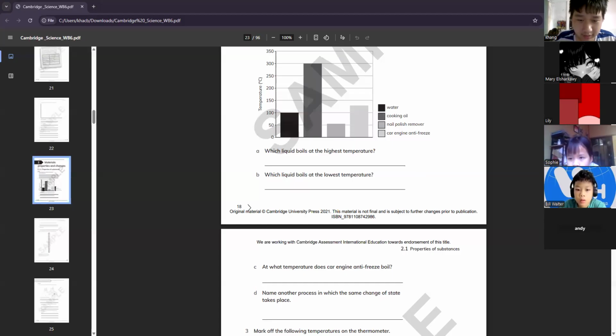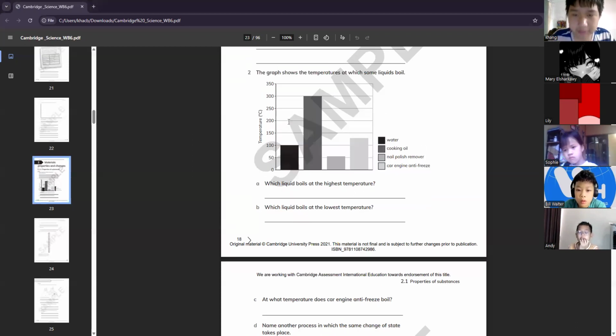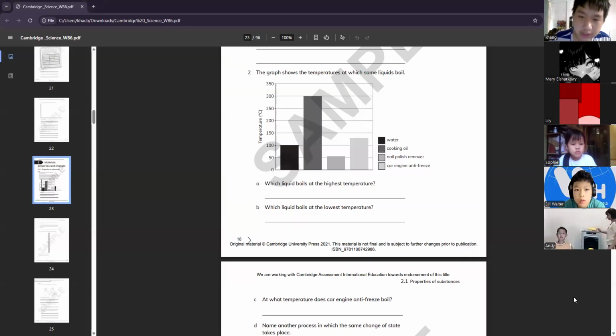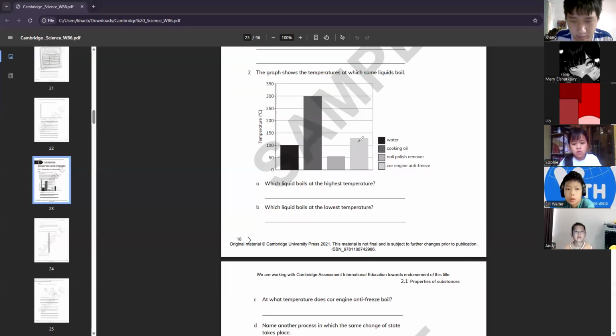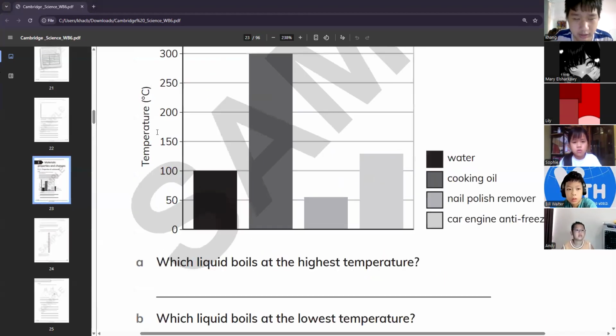135 degrees Celsius. All right. So, yes, it is approximately 125 degrees Celsius because, as you can see here, the car engine antifreeze looks like it's in the middle of 150 and 100. And we know that the middle of that is 125.